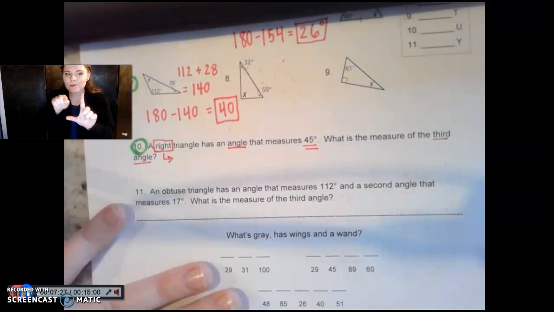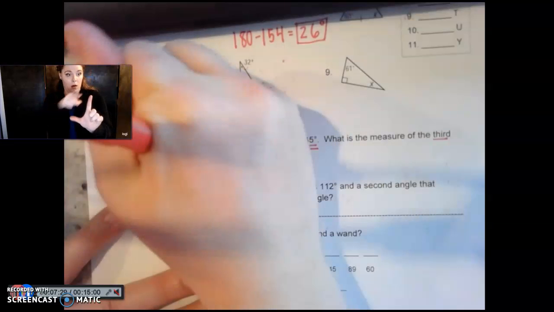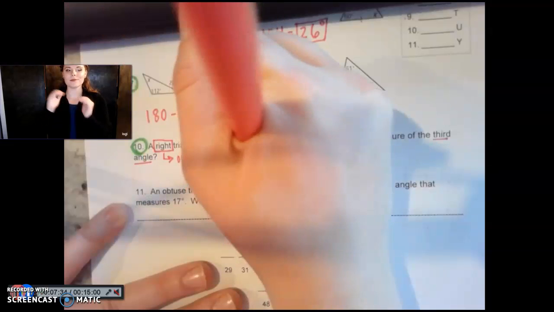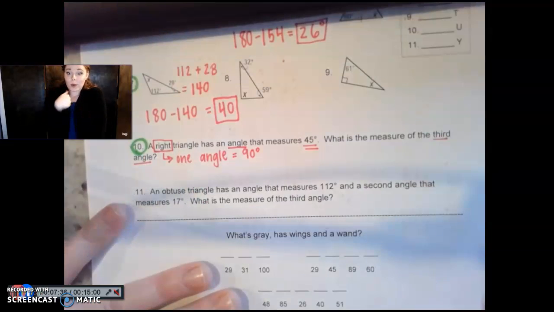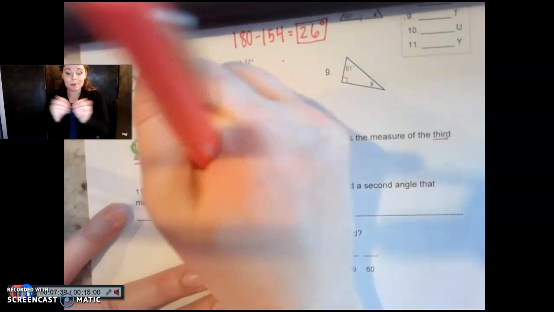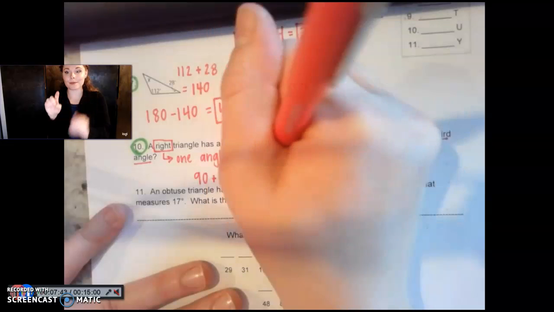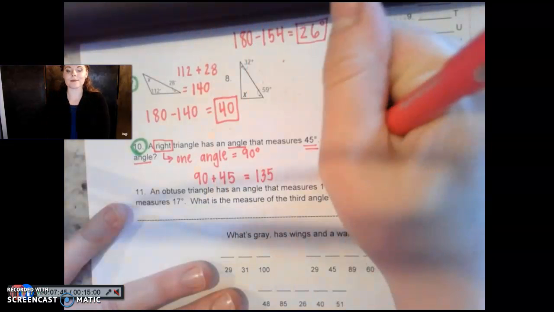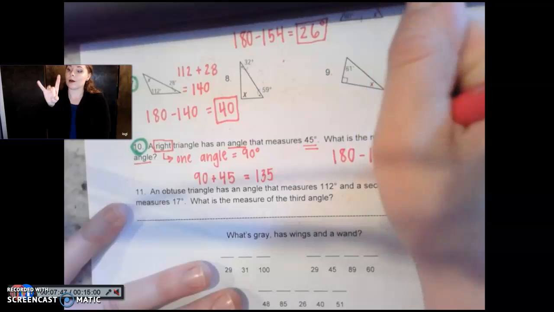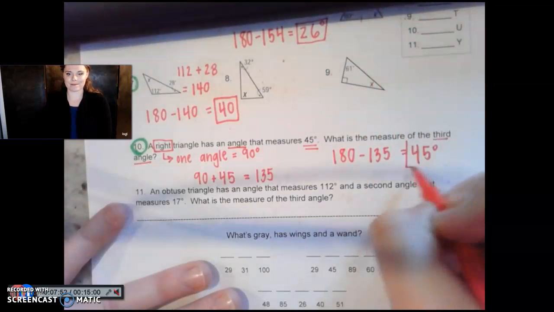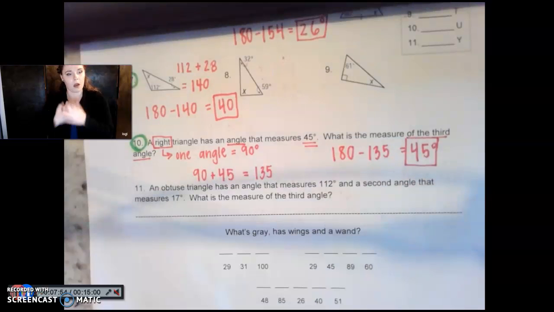A right triangle has to have one angle that's 90 degrees. So we do have 2 angles we can add together. 90 plus 45 is 135, and 180 minus 135 is 45. Once you start doing this for a while, you will notice that there are a couple of triangles that happen a lot, and a 90, 45, 45 triangle is one of them.